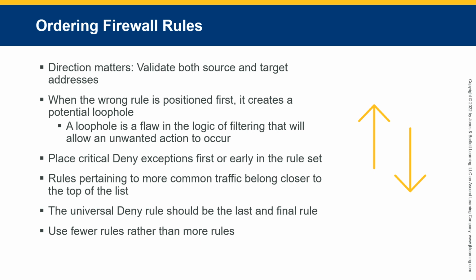So, ordering firewall rules. The direction matters. You need to validate what your source and target addresses are. If you put the wrong rule first over another one, like that person did, they created other rules that were subnet-wide and allowed everything to go through, and then there were more discrete rules underneath it. When we were logging and finding out, hey, why is my rule not working?